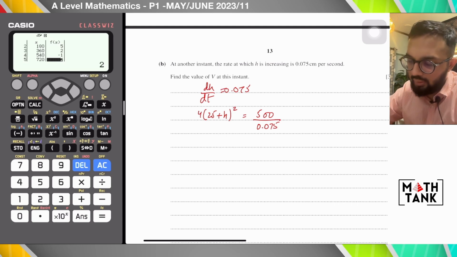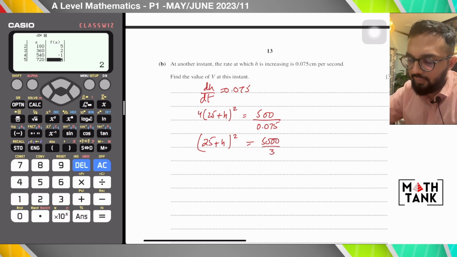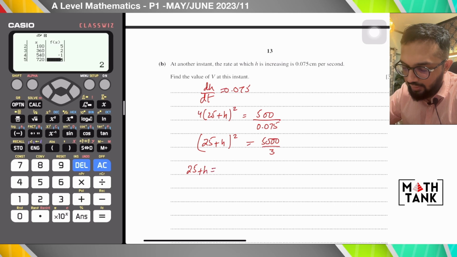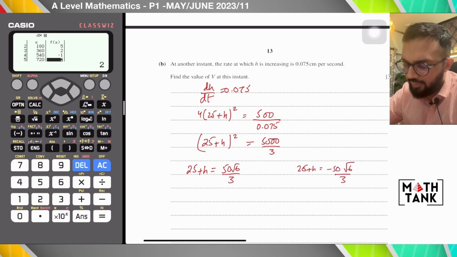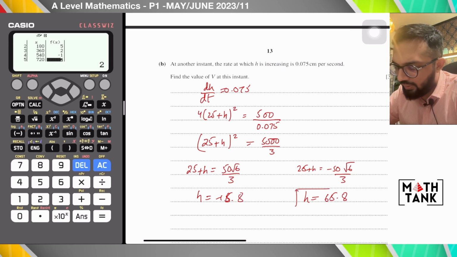Divide by 4 gives me 25 plus h whole square equals 5000 over 3. Square root of 5000 over 3 gives me 25 plus h equals 50 root 6 over 3, and 25 plus h equals minus 50 root 6 over 3. Okay, 25 plus answer gives me h as 65.8, and 25 minus answer gives me minus 15.8, so that can't be possible. This one is the right answer.